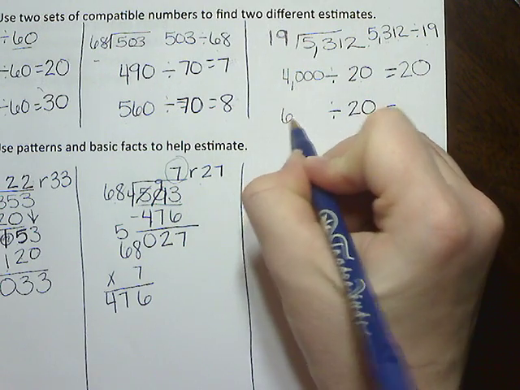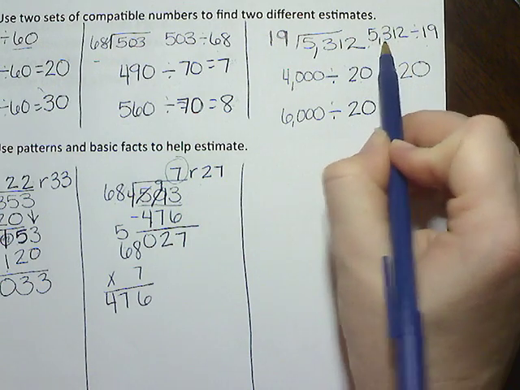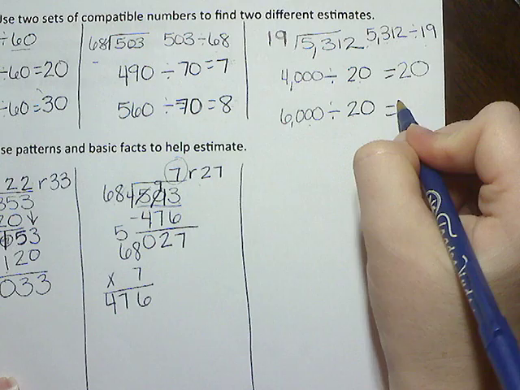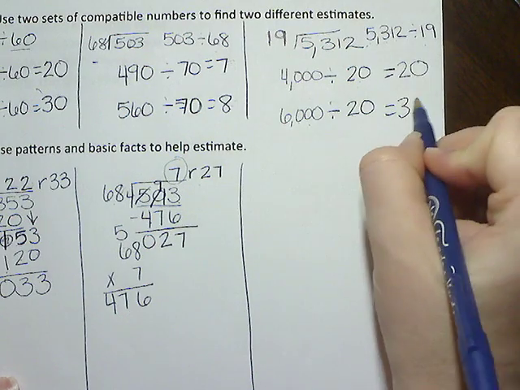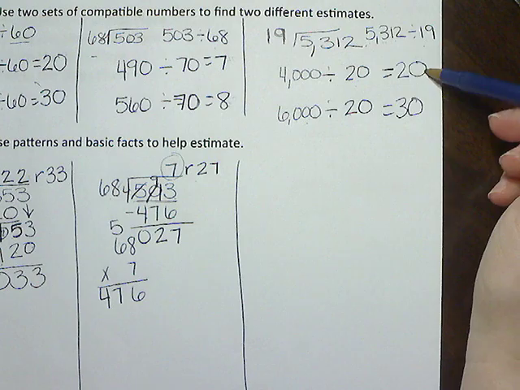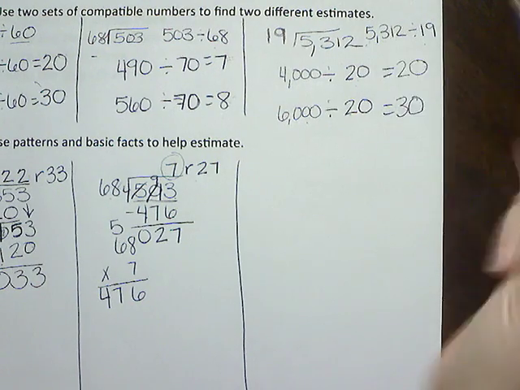Well, that's going to be 60. So my next estimate is I'm rounding 5,312 up to 6,000. So 2 goes into 60 3 times. So 20 goes into 6,000 30 times. That means my answer is going to be somewhere in between 20 and 30 for this division problem.